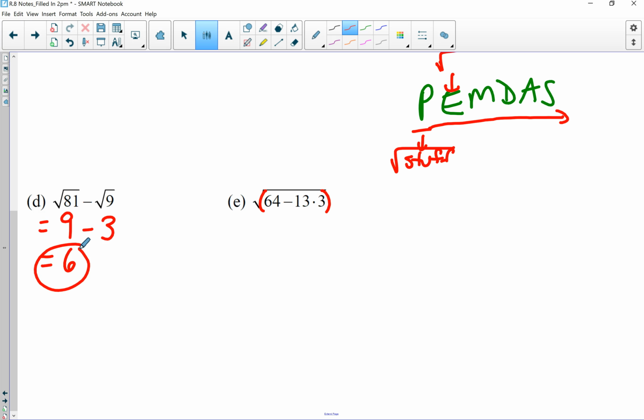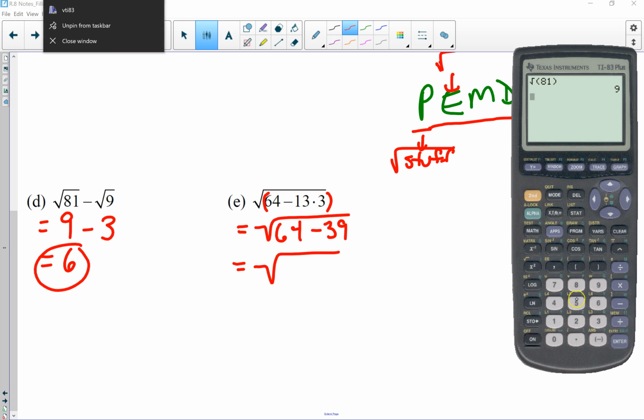And then E, we talked briefly about the fact that when you have multiple things underneath your square root, it's kind of like an implied set of parentheses, that we have to calculate what that value is before we can perform the square root. So I would treat the stuff underneath my root as its own PEMDAS. Before I can do subtraction, I have to do the multiplication step. So 64 minus whatever the result of 13 times 3 is. 13 times 3 is 39. So now I can perform my subtraction.